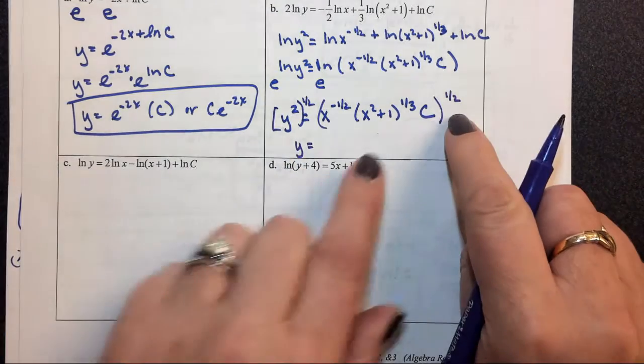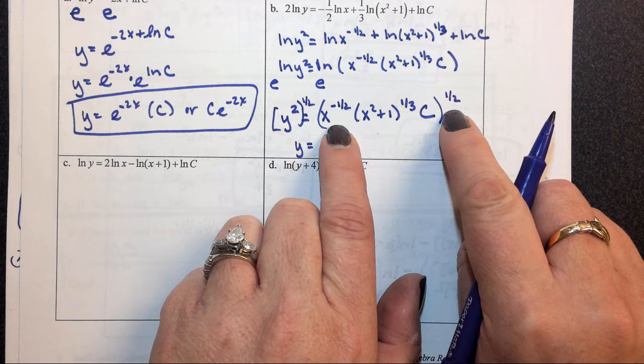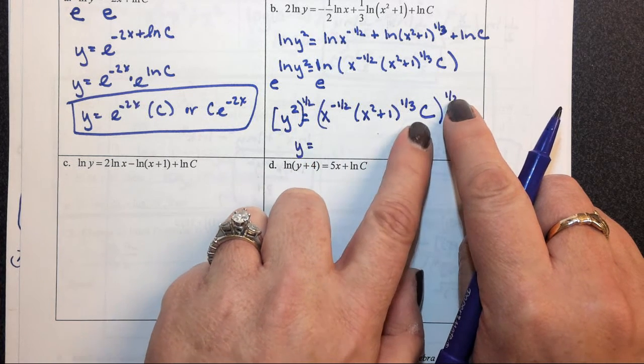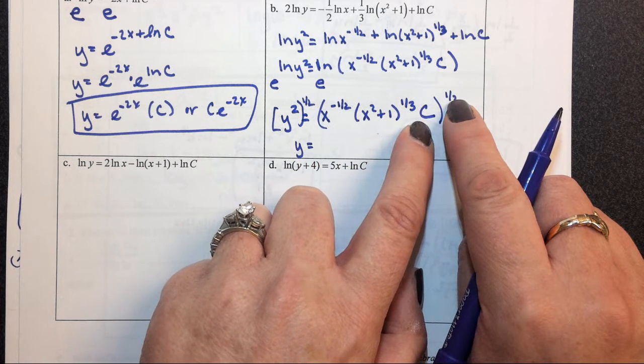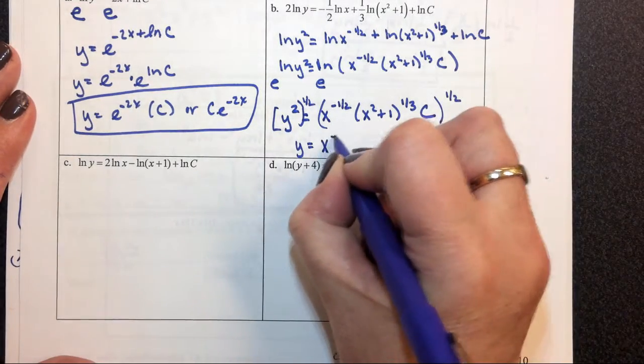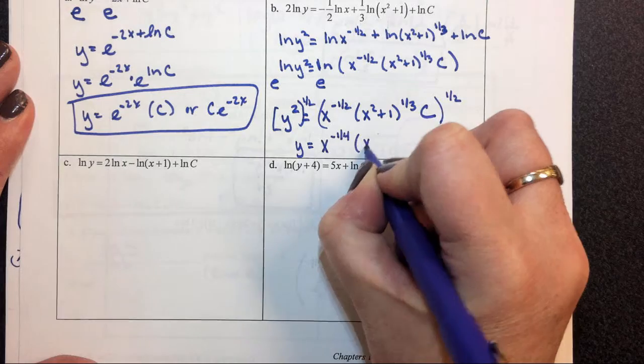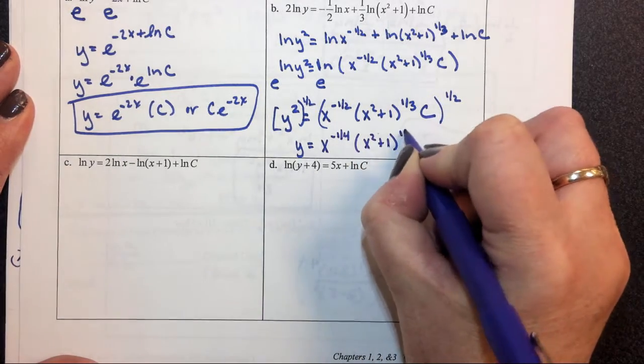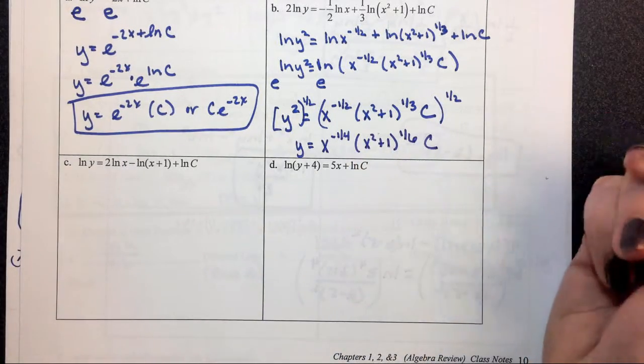Now again, if I'm raising this to the power of 1/2, I'm going to have a power to a power rule to use. So what am I going to do with those powers? I'm going to multiply them. So that's x to the negative 1/4 times x squared plus 1 to the 1/6. Now I could write c to the 1/2.